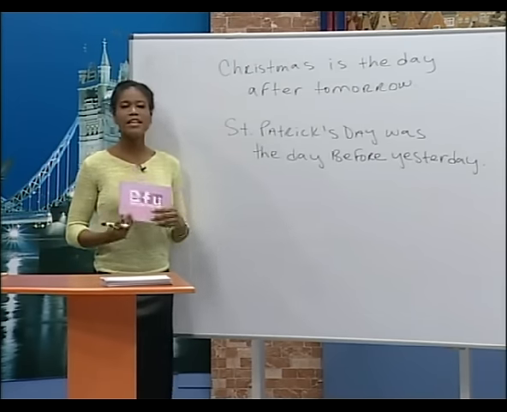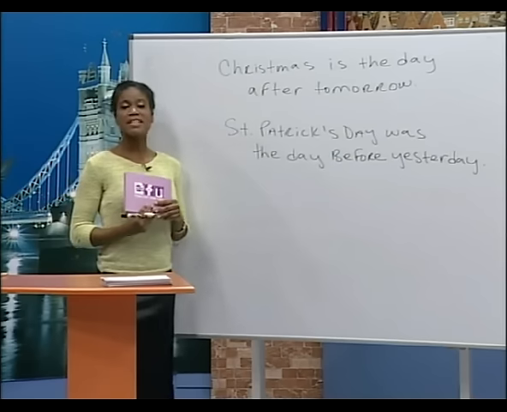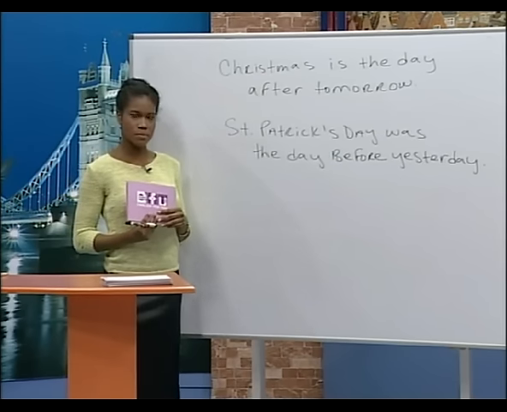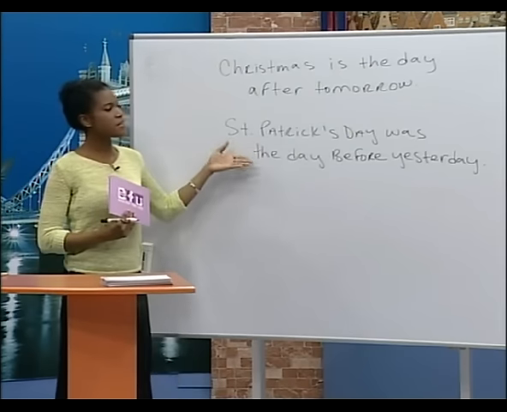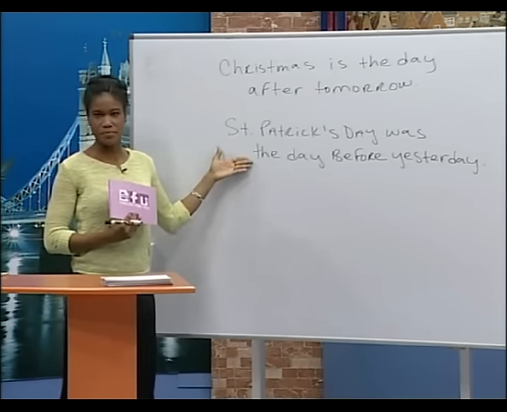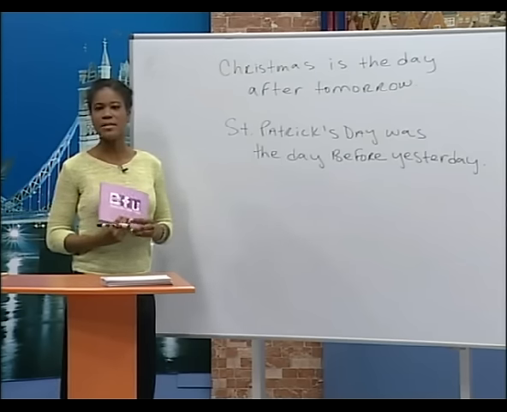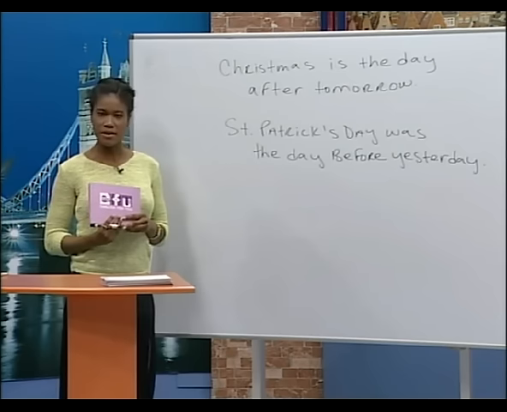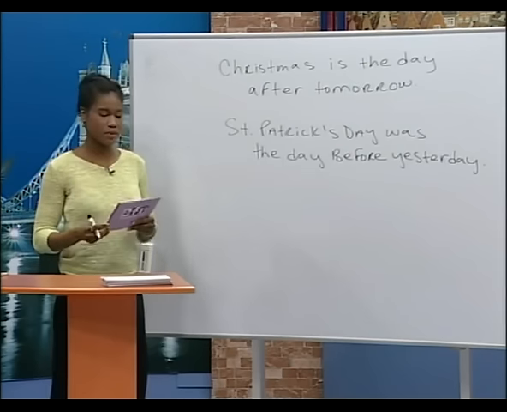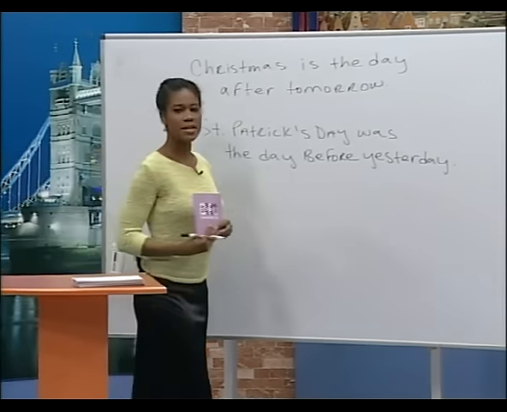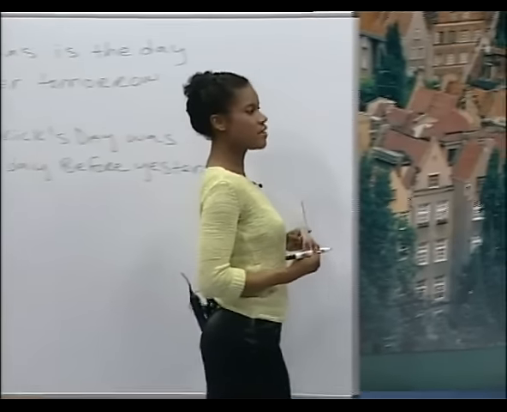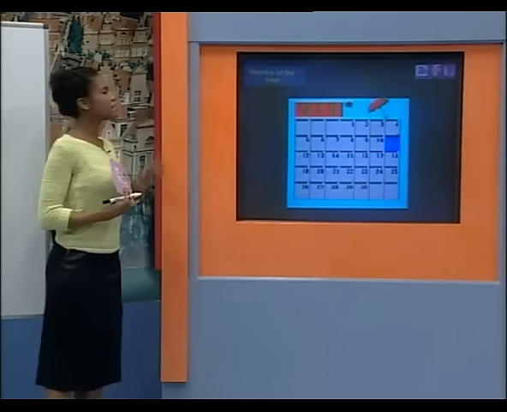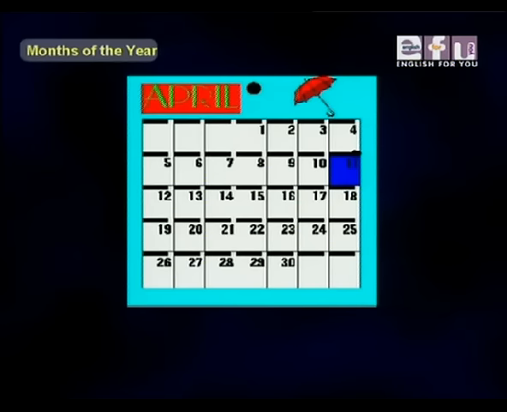Okay, if today is Wednesday, the day after tomorrow is Friday. So now we understand the day before yesterday. If today is Wednesday, the day before yesterday was Monday. All right, now let's practice with our April calendar. We're using today as the 11th of April.